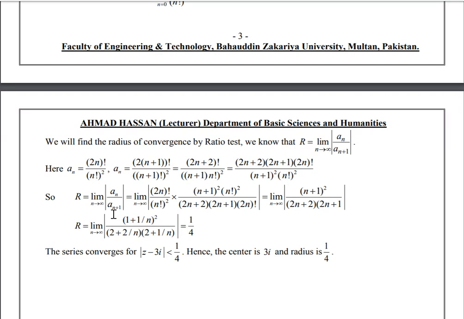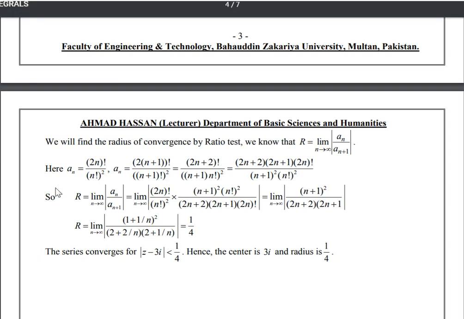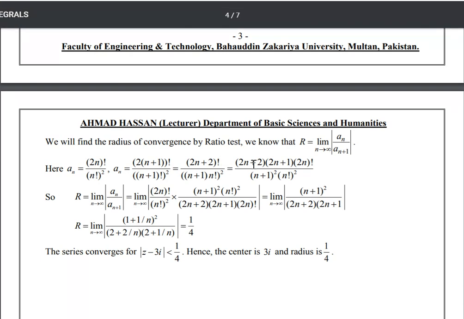Again, using the formula an over an plus 1, here an is this one and an plus 1 is this one. So an over an plus 1 is the reciprocal of this one here.